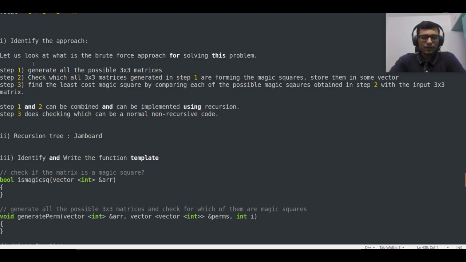Okay, so these are the 3 steps of the brute force approach. So basically we'll be able to combine step number 1 and step number 2, and we will be able to implement it using recursion. We'll see how we can do that. And step number 3 is the one which is finding the least cost magic square by doing some comparison, and we'll be able to implement it using some non-recursive code or iterative code. So we'll look at how to do that. Okay, so now we have identified the approach. Now we'll look into the recursion tree.